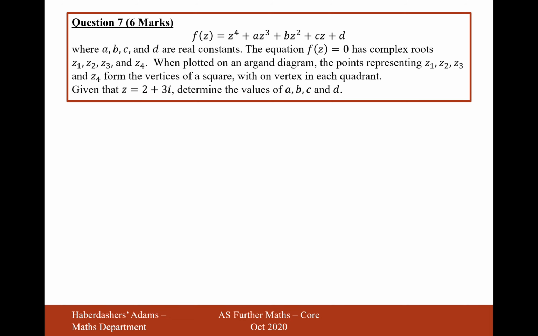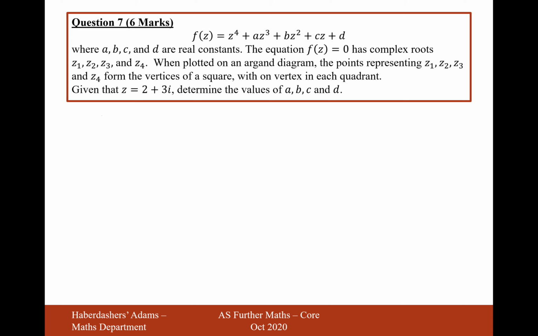Here we're looking at question 7. So f of z is equal to z to the 4 plus the rest of it. A, B and C are real constants. The equation f of z equals 0 has complex roots z1, z2, z3, z4. When plotted on the Argand diagram, the points representing z1, z2, z3, z4 form the vertices of a square with one vertex in each quadrant.